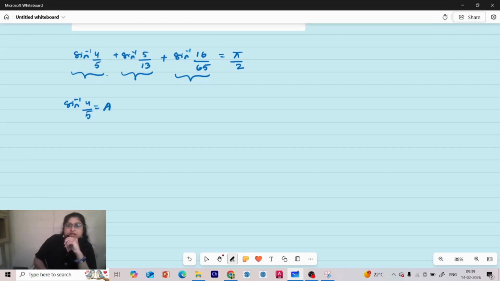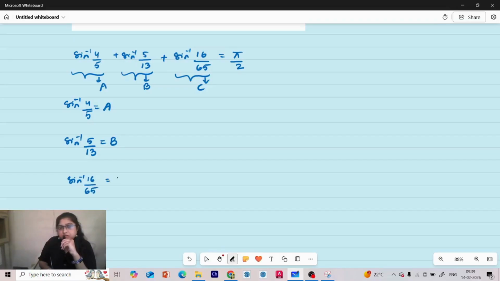I'm replacing this with A, this with B, and this term I will replace with C. So I'm just writing that down. Sin inverse 5 by 13 I replace with B, and sin inverse 16 by 65 I replace with C. Okay, and so now this is done. We know something, right? For example, sin 30 is equal to half. You know this, correct?